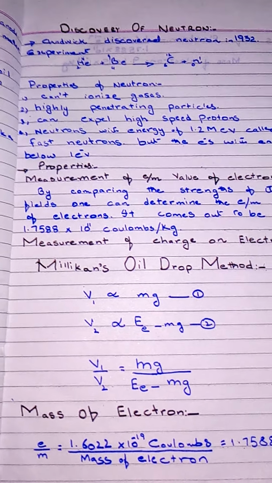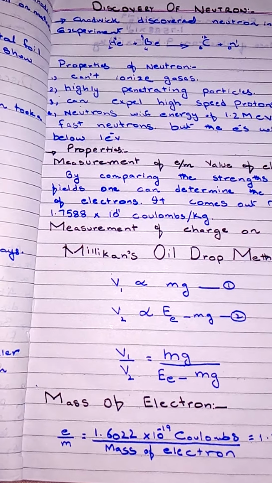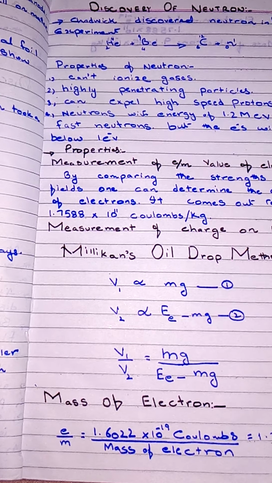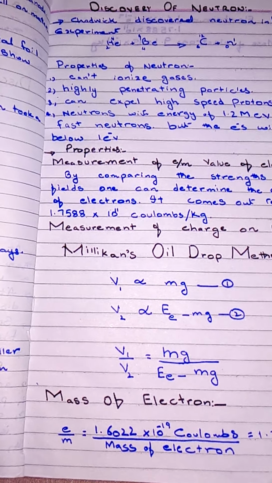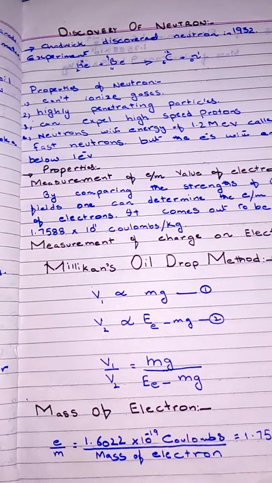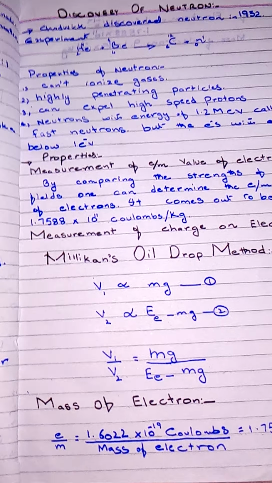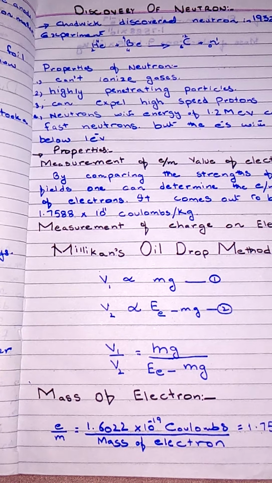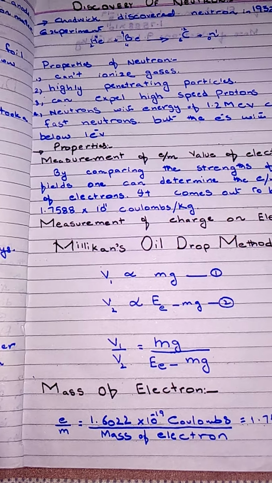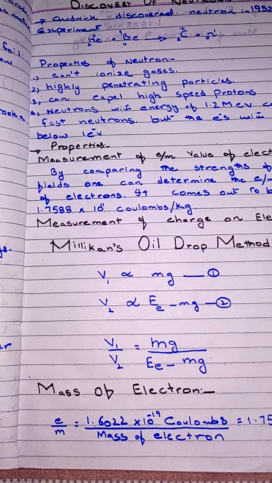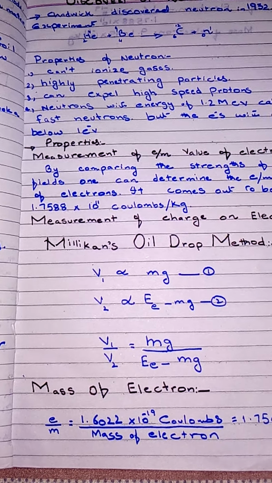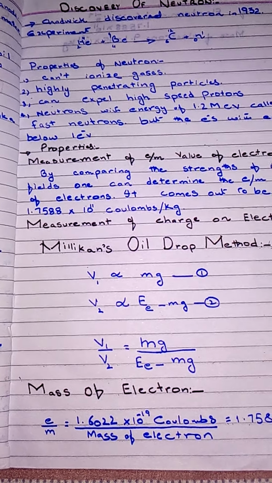Chadwick discovered the neutron by performing this experiment in 1932. He was awarded the Nobel Prize in Physics in 1935. Chadwick bombarded the nucleus of beryllium with alpha particles and found that it gave highly penetrating radiation. A charge detector showed that these radiations were neutral, and these radiations were called neutrons.